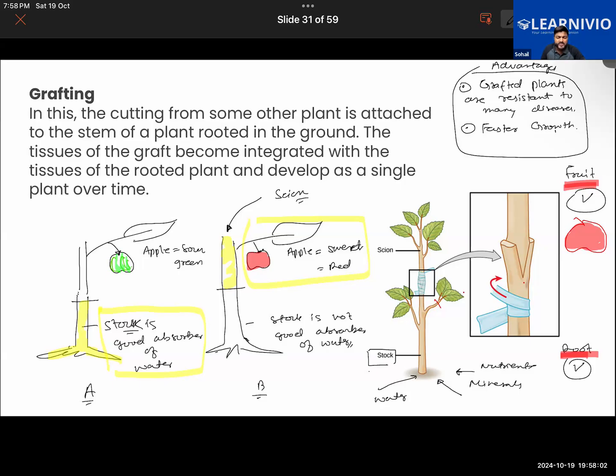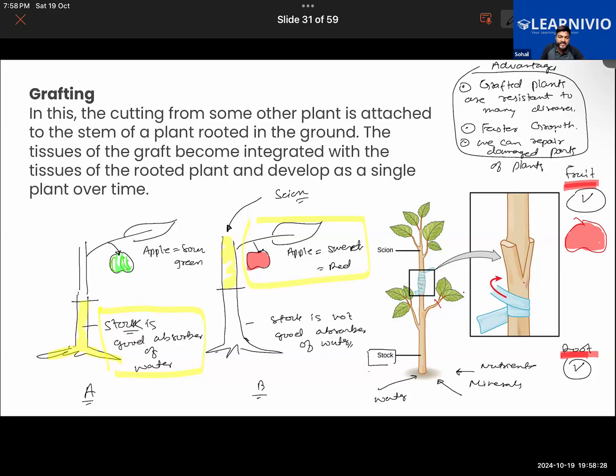Other benefits of grafting would be, as we discussed moments ago, that it can be used to repair the damaged parts of plants. So that is the case.